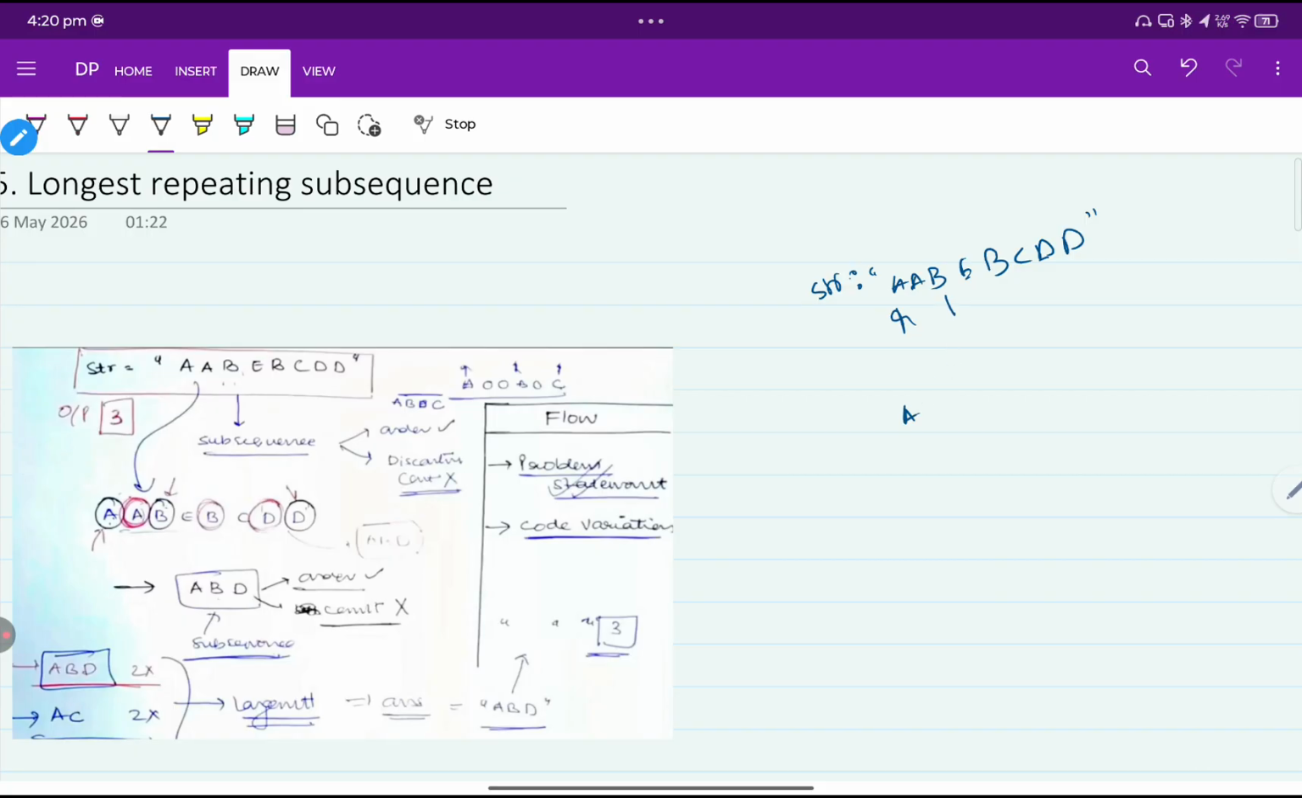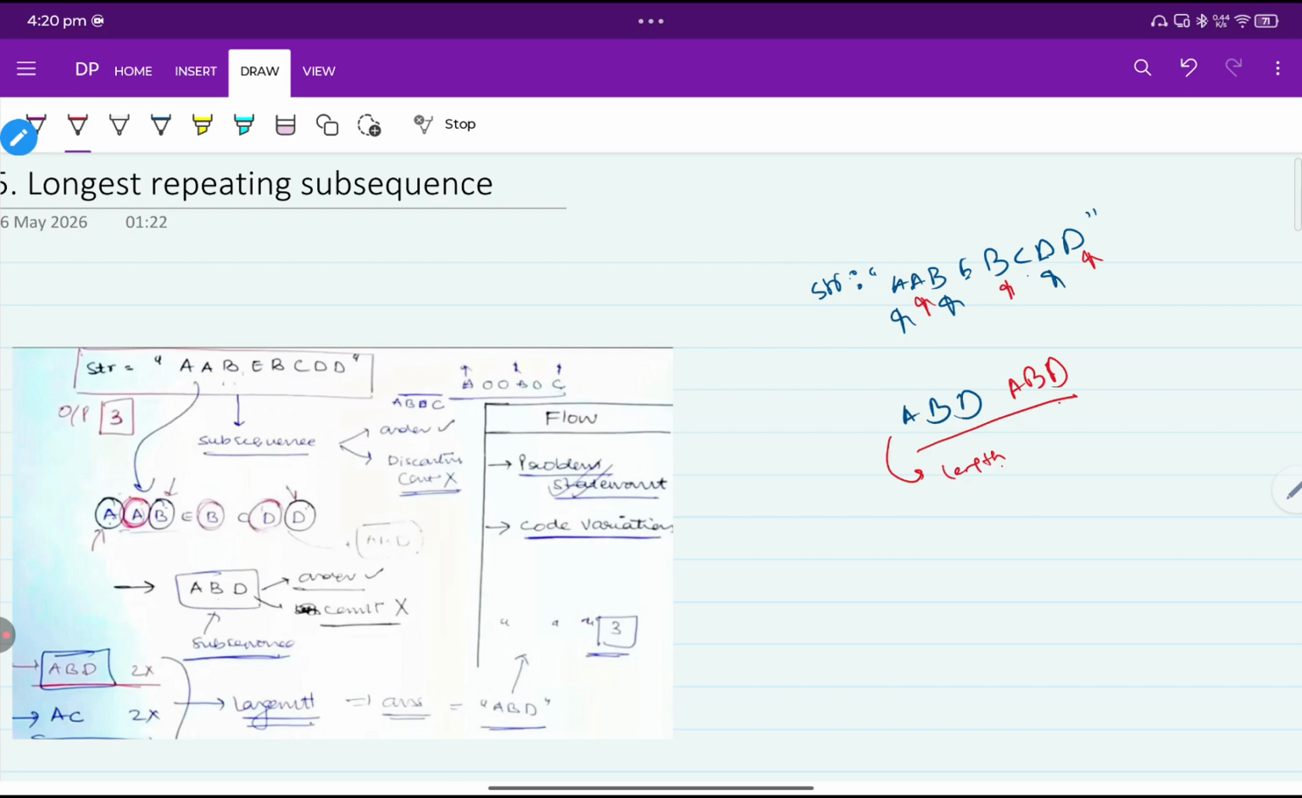For example, there is this a, this b, and this d, this one happens here, and then another a, b, d. That a b d is the longest common subsequence which is repeating, and we have to return the length of the longest common subsequence.